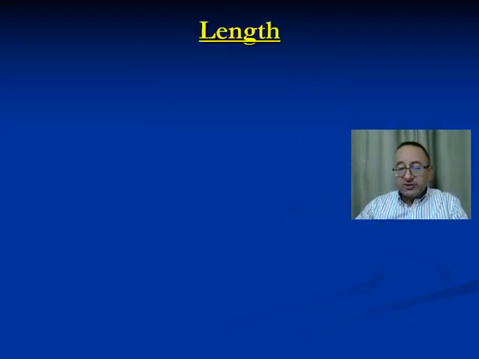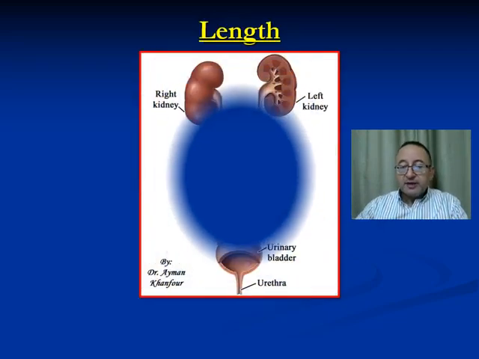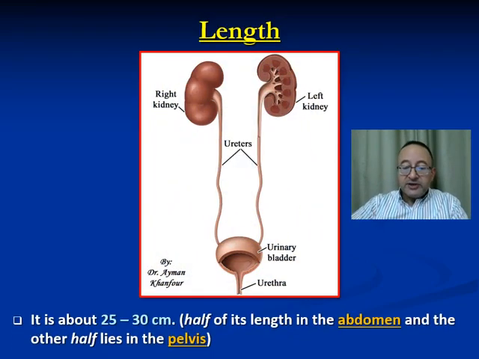What about the length of the ureter? Yes, actually the ureter is about 25 to 30 centimeters. And it is very interesting that half of its distance lies in the abdomen and the other half lies in the pelvis.